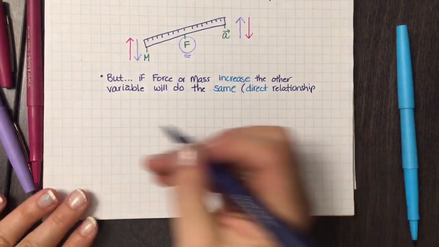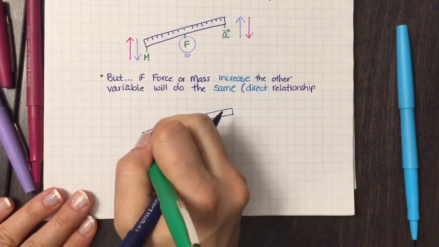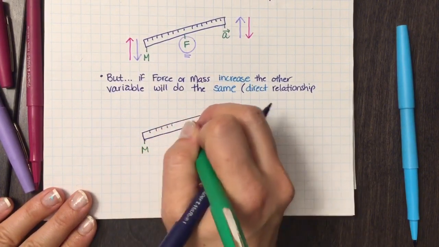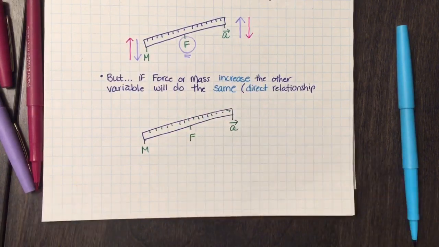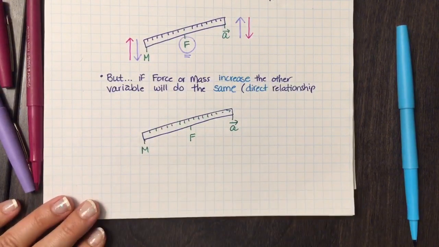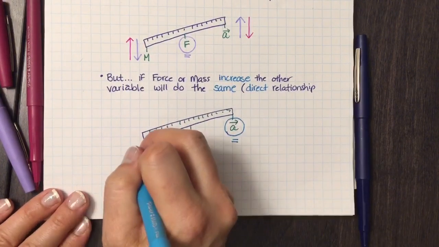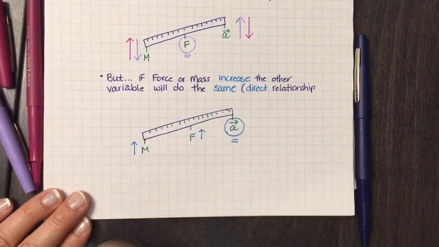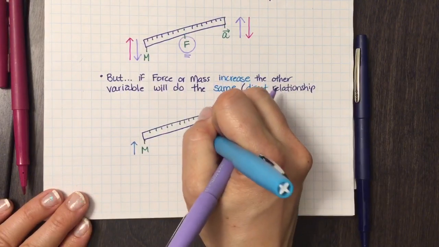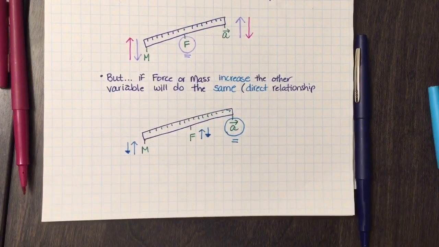Okay, so again, here's my little ruler, right? I have M, F, A. My little ticks on my ruler don't really matter. Okay, so here we're saying if force or mass increase, so that would mean here acceleration would be the constant one. If mass increases, then so does force. Okay, and vice versa. If mass decreases, then force will also have to decrease as a result.